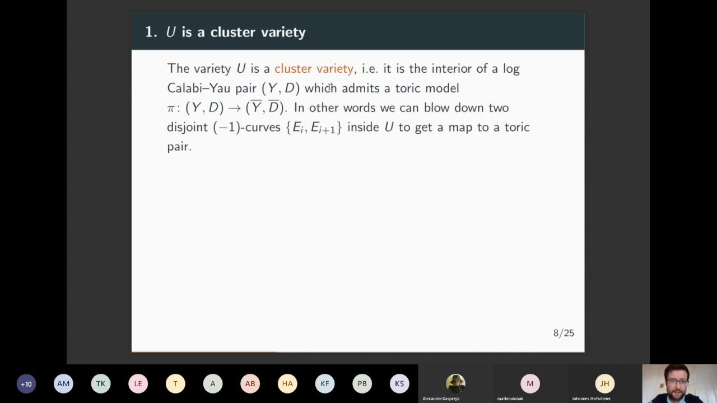And so what is a cluster variety? Well, a cluster variety is the complement of an anti-canonical divisor like this. So it's Y minus D, where (Y, D) is a log Calabi-Yau pair, and we have the condition that Y admits a toric model. So what does it mean to say that Y admits a toric model? Well, I have a map here. So pi is a map from Y to a toric variety, Y bar, and this (Y bar, D bar) is a toric surface with its toric boundary, and this map is basically an isomorphism of D onto D bar.